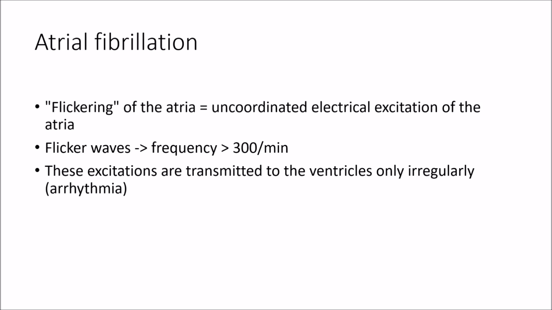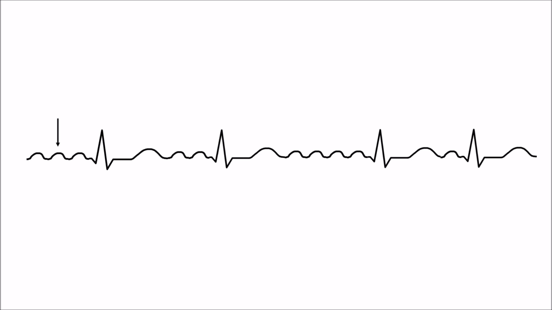Atrial fibrillation is a form of cardiac dysrhythmia in which uncoordinated and rapid excitation of the atria occurs. These electrical impulses are only irregularly transported to the ventricles. This results in an absolute arrhythmia in the ECG. For this reason, the QRS complexes appear only irregularly. In between we see many of the so-called flicker waves.